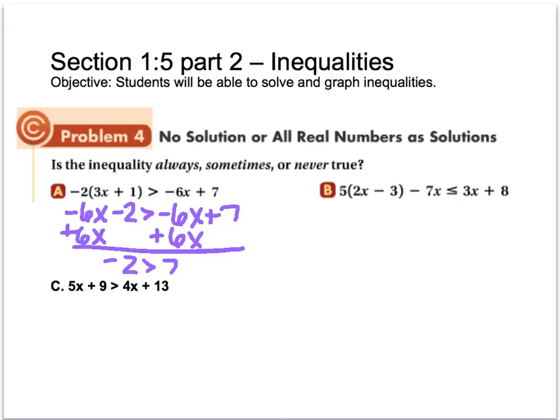Is that a true statement? No, absolutely not. And since that is a false statement, we're never going to have an answer. Meaning it doesn't matter what variable you would choose to put in this inequality, it would not come out as a true statement.